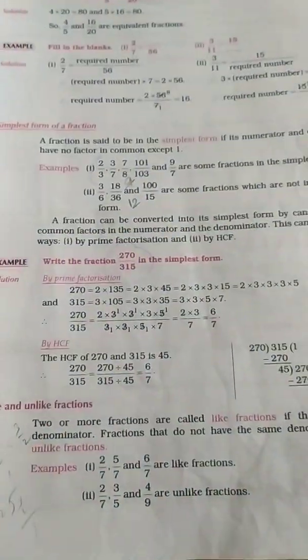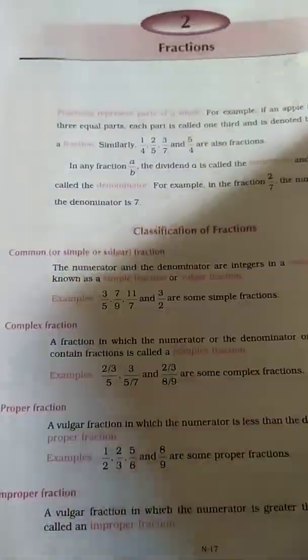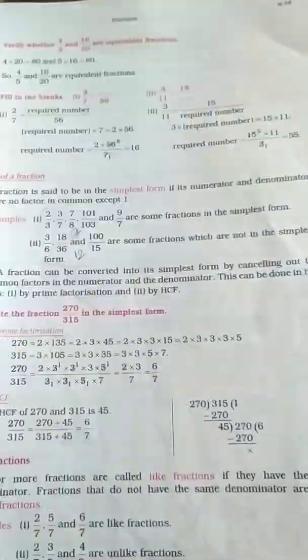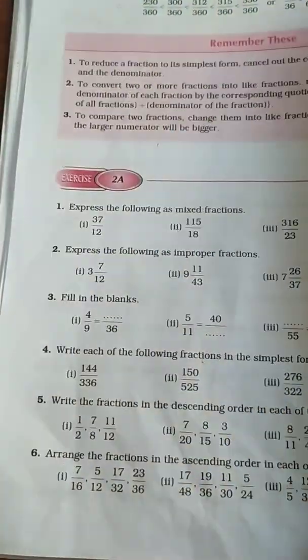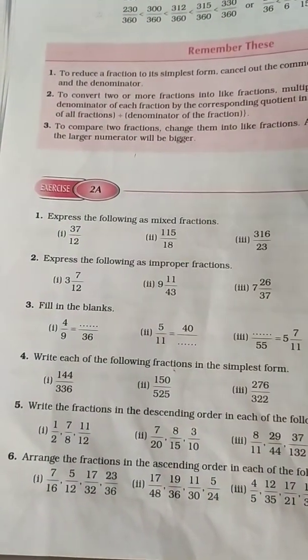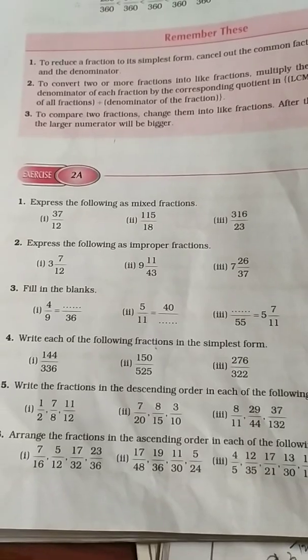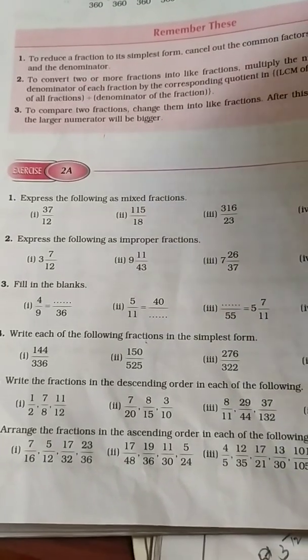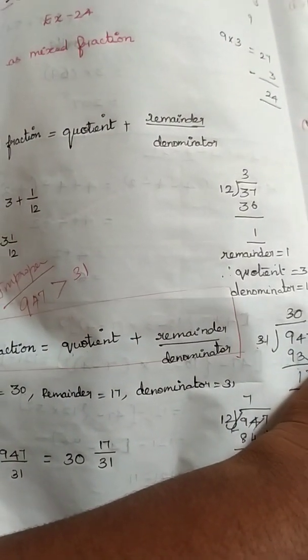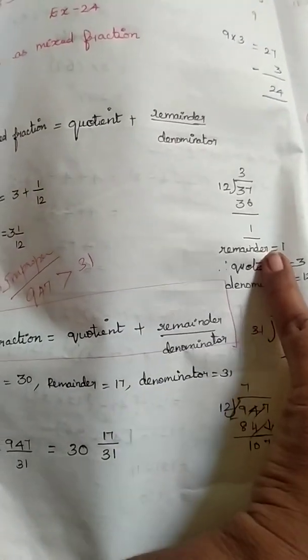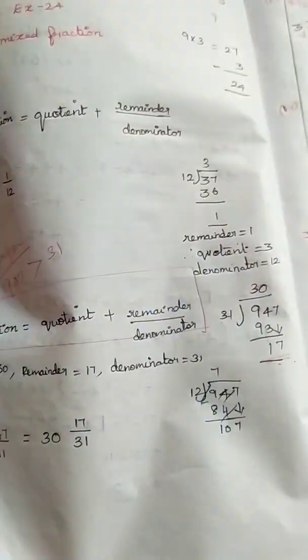And next, if you see the next exercise, about fractions. In fractions, I have framed questions only from the mixed fraction. In exercise 2A, express the following as a mixed fraction. From this only I have framed questions. So how will you express it as a mixed fraction? You will divide 37 by 12. Am I right? So 37 divided by 12, normal division. Remainder you have 1, quotient you have 3, denominator you have 12.